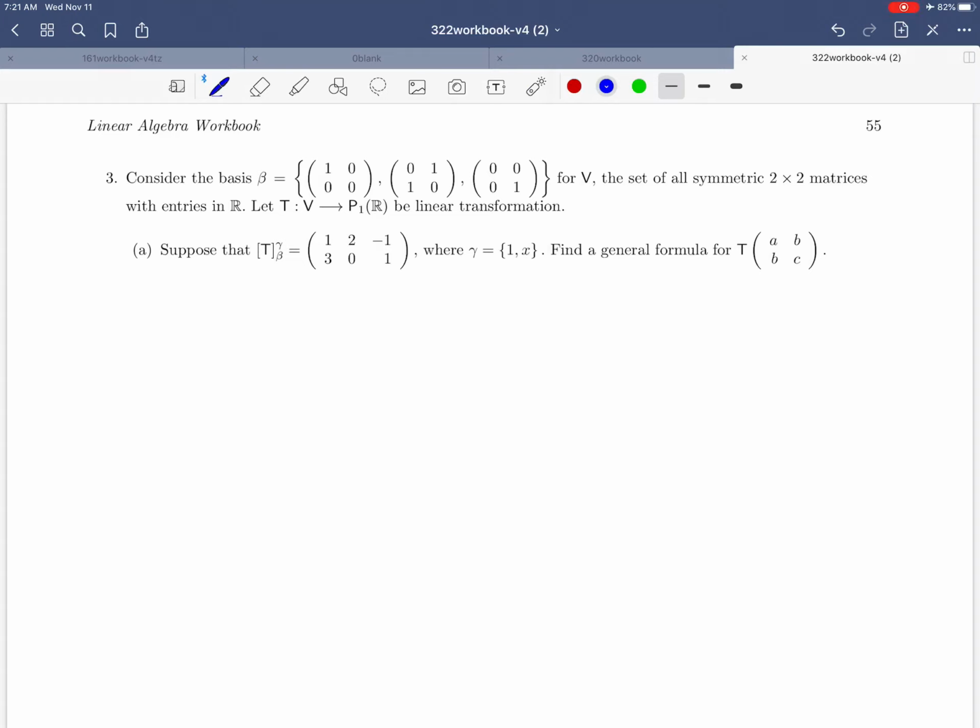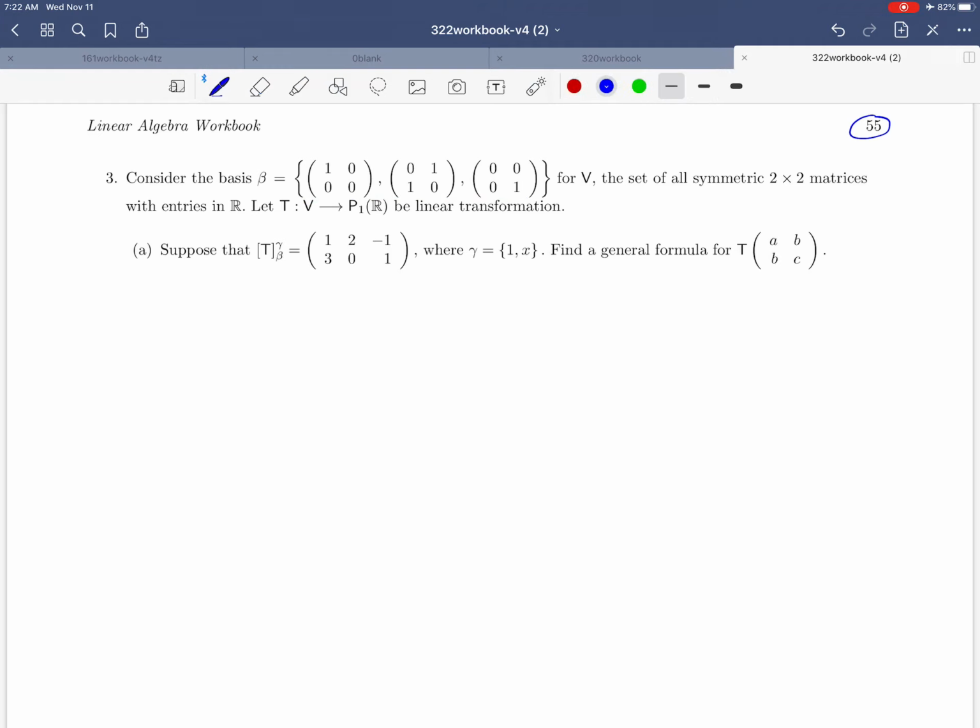Hello everybody, and welcome to exercise 3 on page 55. Let's take a minute to read this question together. They'd like us to consider the basis beta, which is given by these three matrices, for V, and V is the vector space of all symmetric 2 by 2 matrices. And we're going to talk about a linear transformation T from V to P1 of R. That's what both parts of this question are about.